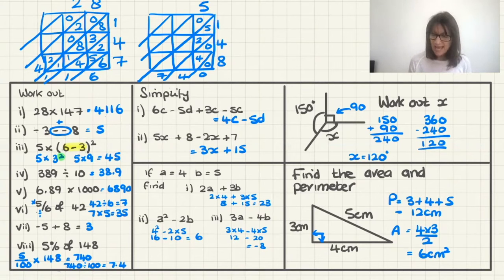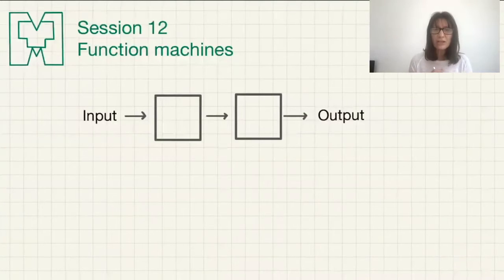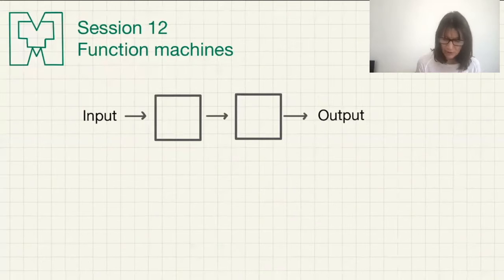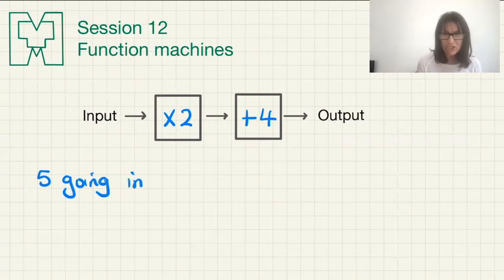All right, so today we are looking at our function machines. Now these are questions where you are given a rule and you have to perform that rule on a number. And most people get that right. So I could give you a rule of times by 2, add 4. And then I tell you that a 5 is going into the machine. Okay, so it's going into the machine.